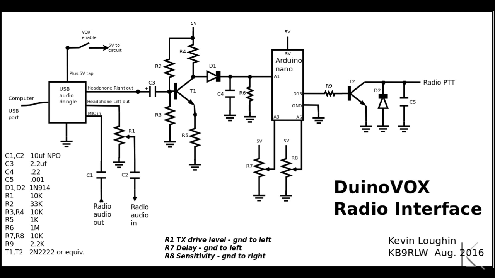All of it's done through software. The code will be posted at the bottom of the video. The audio comes in through pin A1. The software senses that, and when there is a voltage level there, it keys the push-to-talk for a specified delay. The keying is done from D13, the output pin there.